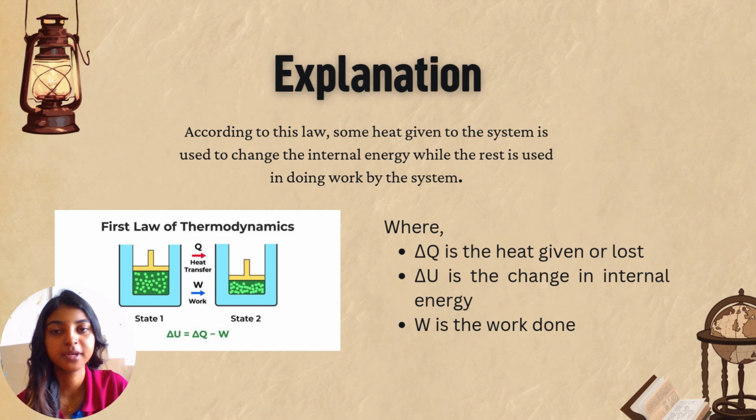Let me explain a bit. According to this law, some heat given to the system is used to change the internal energy while the rest is used in doing work by the system, where delta Q is the heat given or lost, delta U is the change in internal energy, and W is the work done.